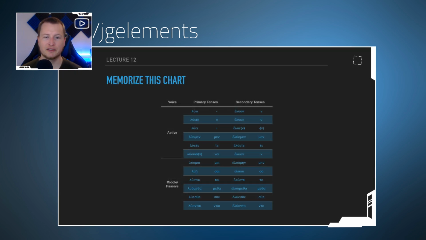You will need to memorize this chart. There's just no way around it. It's so foundational for everything else, you just need to memorize it. Okay, so on the left-hand side, we have our primary tenses. That is to say, present. It's primary because it's using the present with the primary endings.